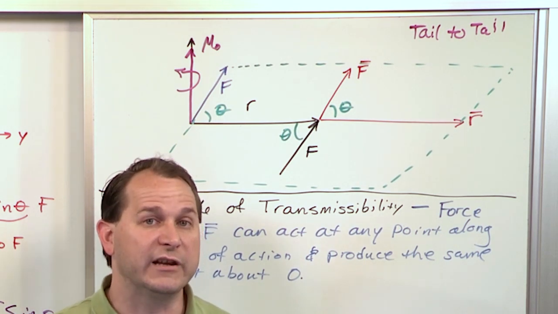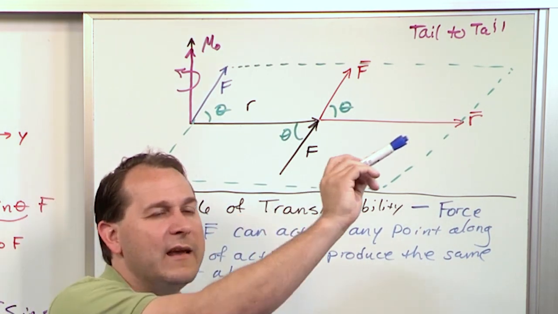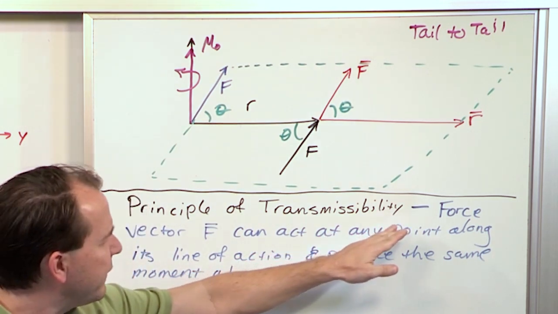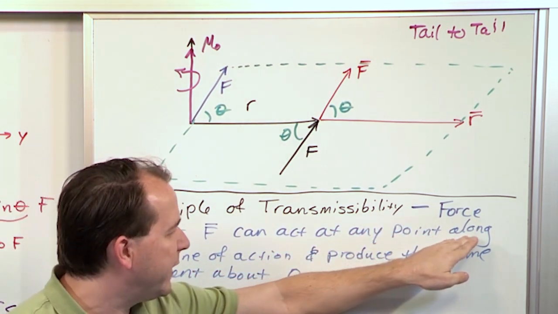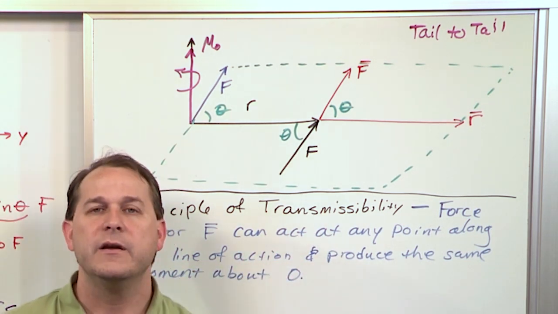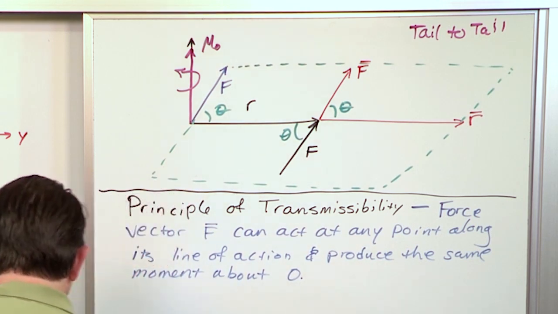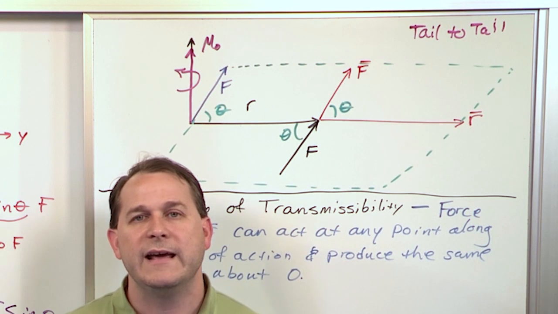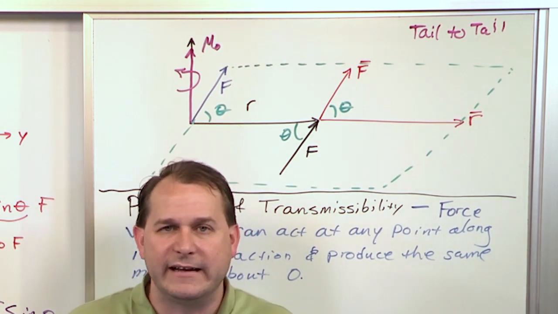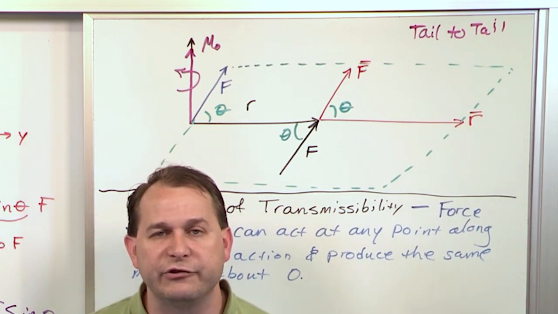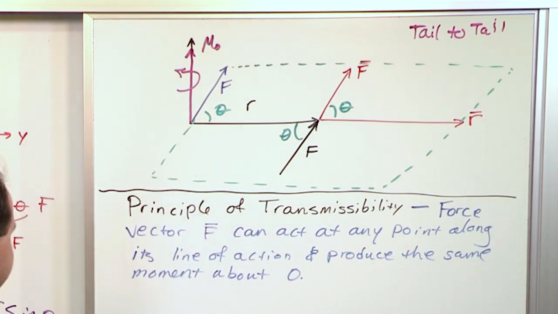The line of action literally is a dotted line that extends in front of your force and behind your force. So what it's saying is force vectors can act at any point along their line of action and produce the same moment about the origin. Let me explain how this works, and actually it comes about because of the way the cross product works. It's not a magical statics thing or mechanics thing. It's something that comes about because of the way the cross product functions mathematically. And it makes 100% sense.